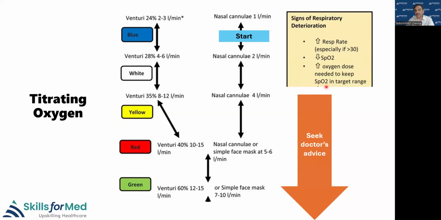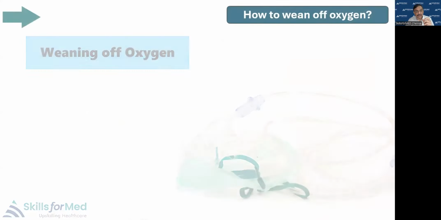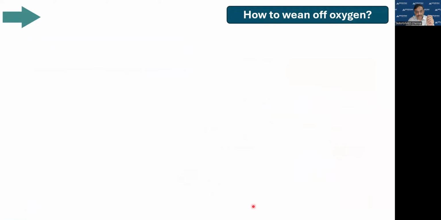Basically, in the wards, it is done using the nasal cannula, a face mask, and the Venturi. And you go up and down based on the saturation level and the signs of respiratory distress. Okay, so this is how you titrate oxygen. Now, how do you wean off? How do you know when to stop the oxygen? So here we'll go step by step.